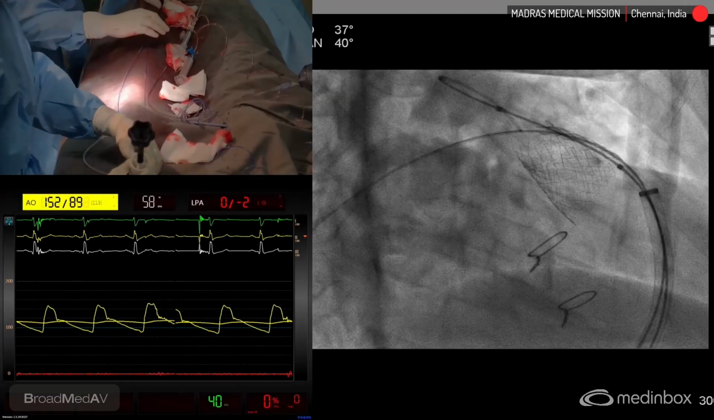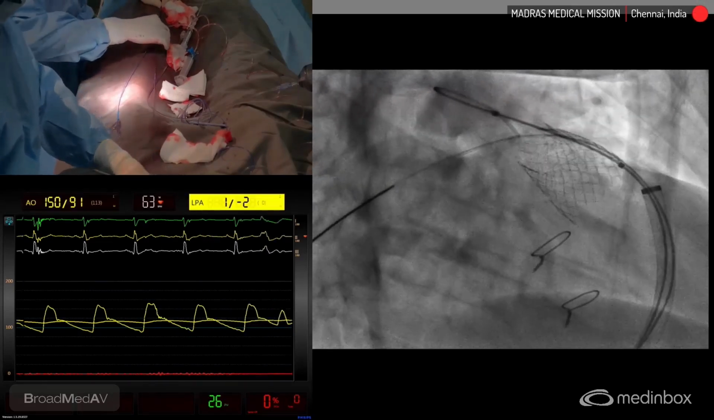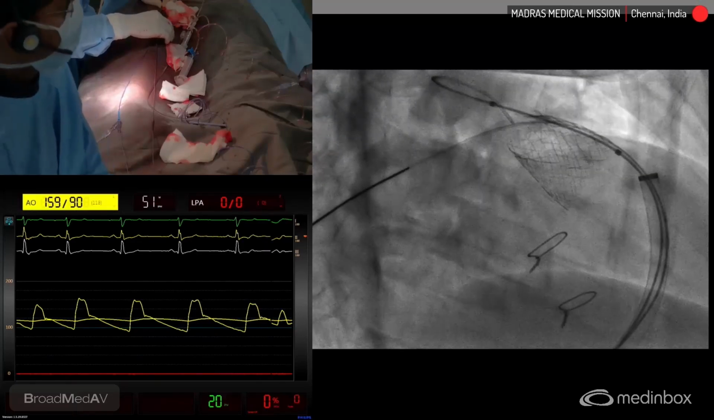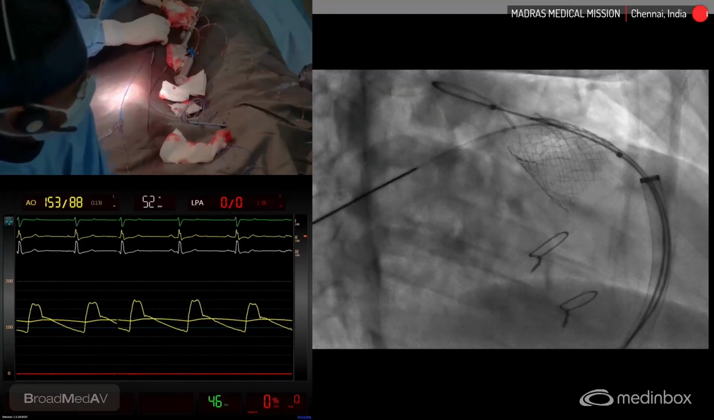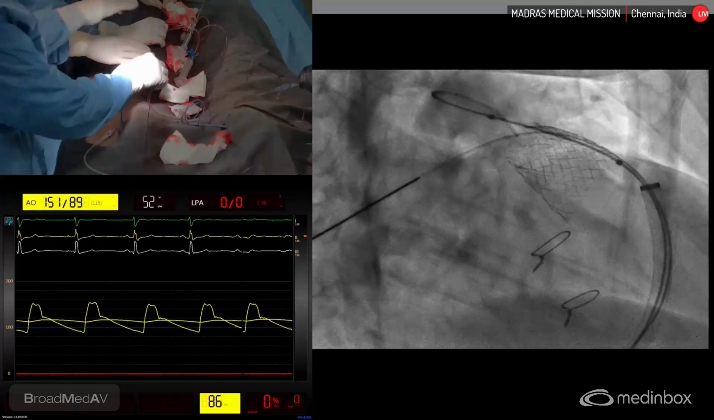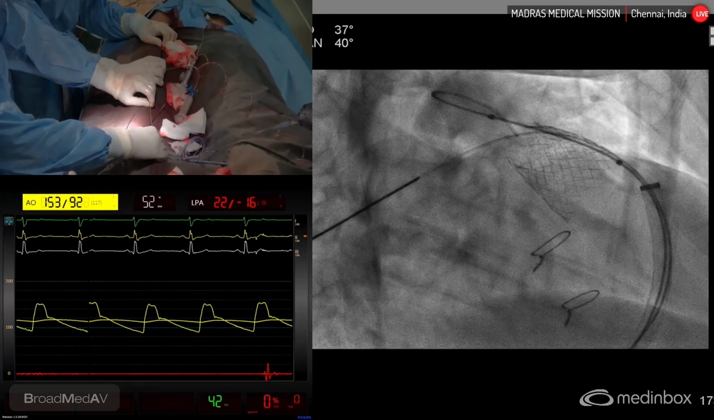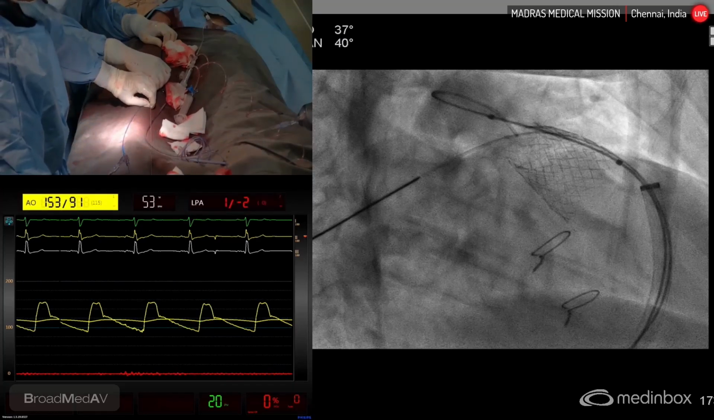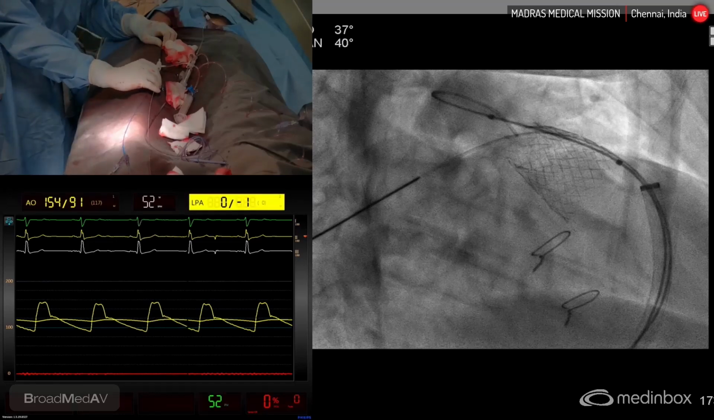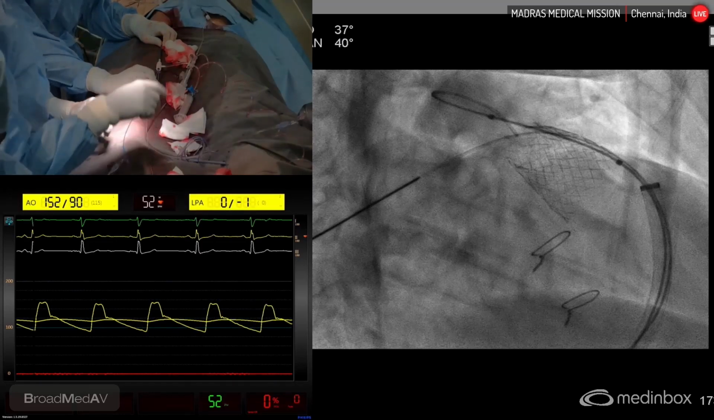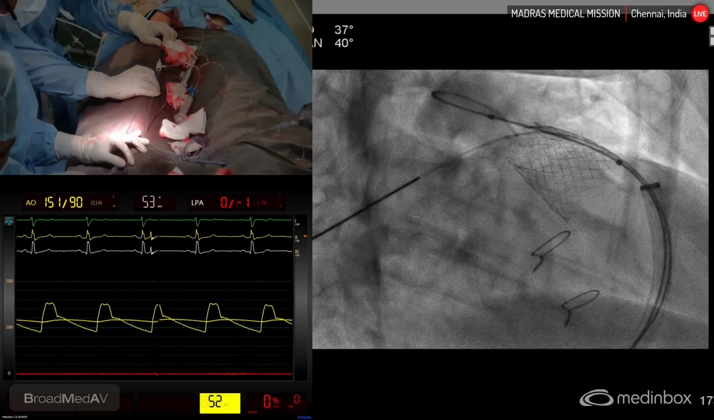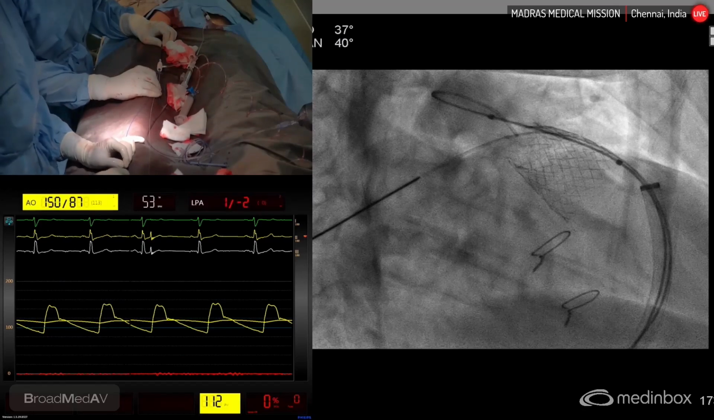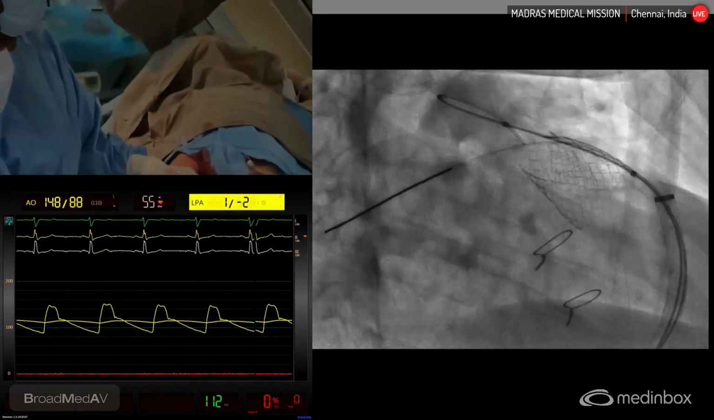Can you fluoro? Out? Yes, sir. Out. Now control that wire. This balloon comes out now. We are going to now take an 18 millimeter Atlas Gold balloon to widen out the distal part of that stent. The second, now we are going to take out the left pulmonary artery balloon also.